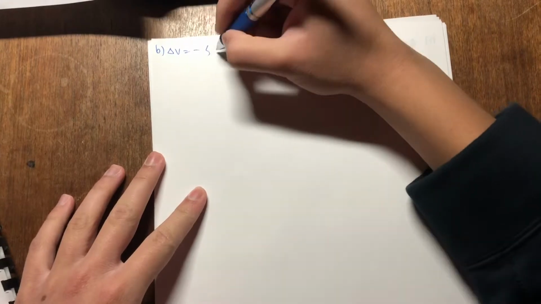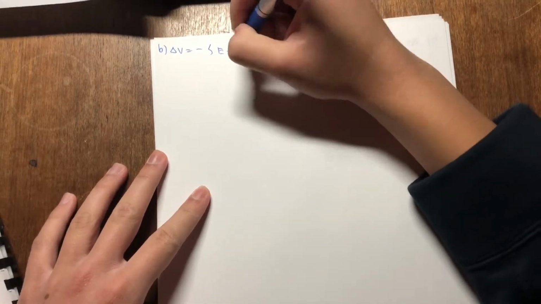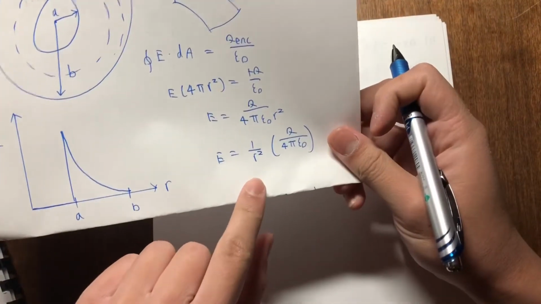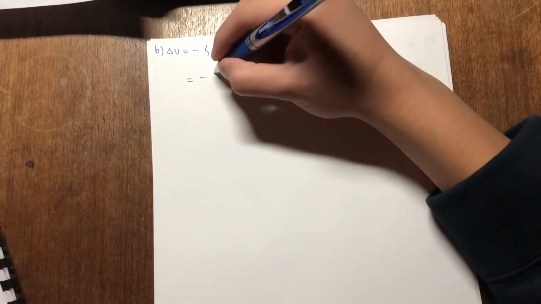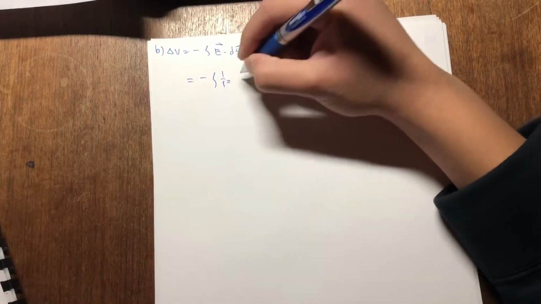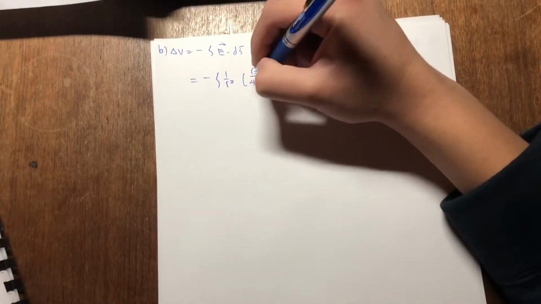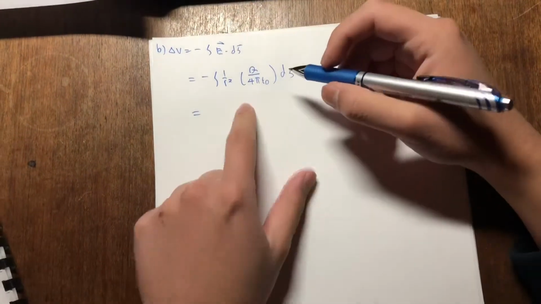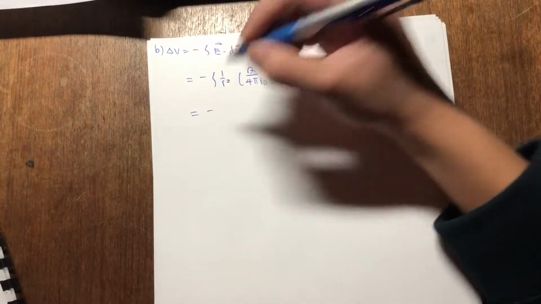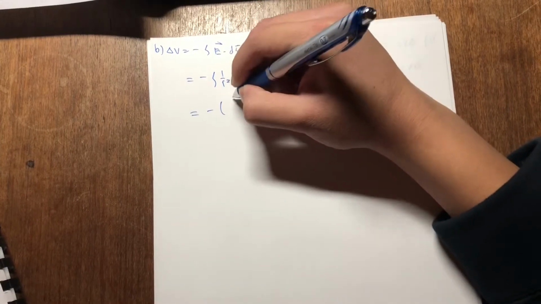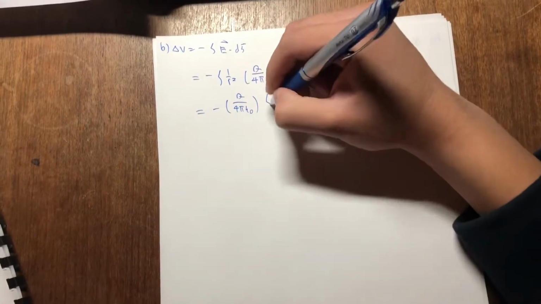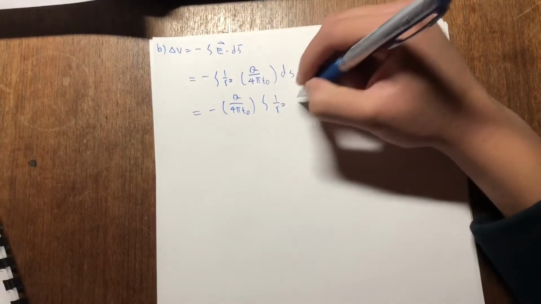Delta V equals negative integral E dot ds. So let's begin with what we know, and that is the electric field, which we found in part A. So negative integral 1 over r squared multiplied by Q over 4 pi epsilon. So let's move all the constants outside because we can. Negative q divided by 4 pi epsilon integral 1 over r squared.